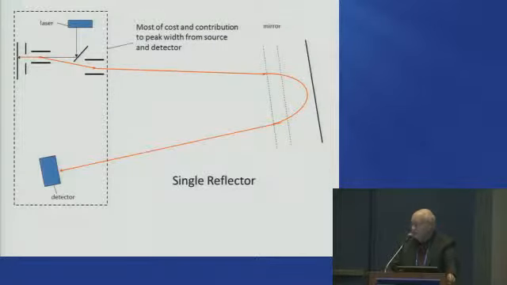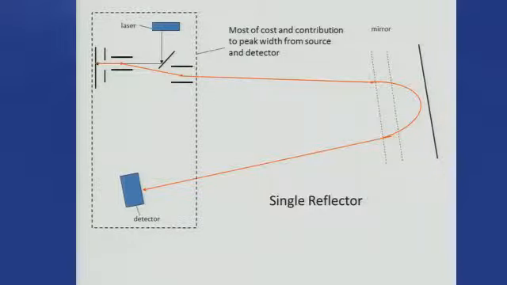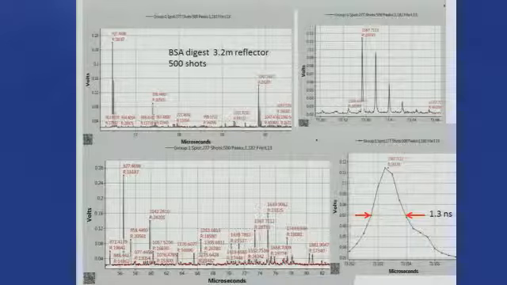But one of the driving forces is, with a single reflector, it doesn't much matter how long you make it. You've got an ion source and a mirror and a detector, and it doesn't cost much to make it longer, except if you've got the space. And so this is a typical spectrum from a modern 3.2 meter instrument showing 20 to 30,000 resolution over the peptide range, and fairly broad high resolution.